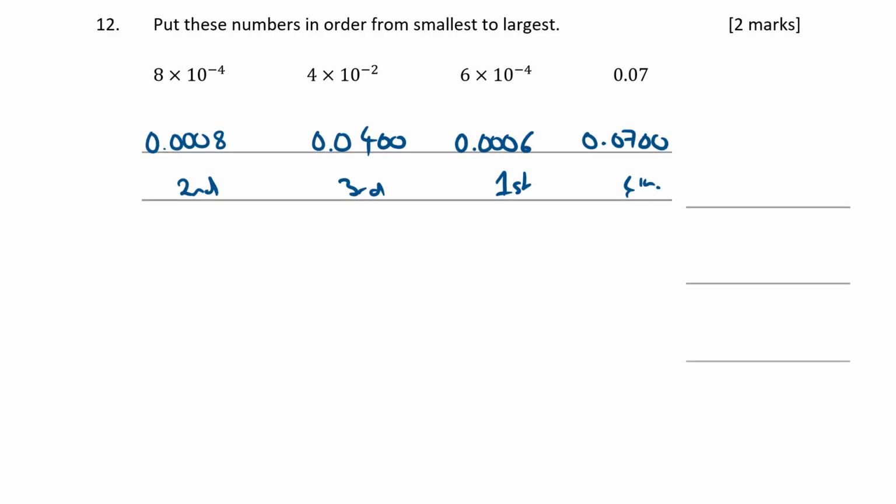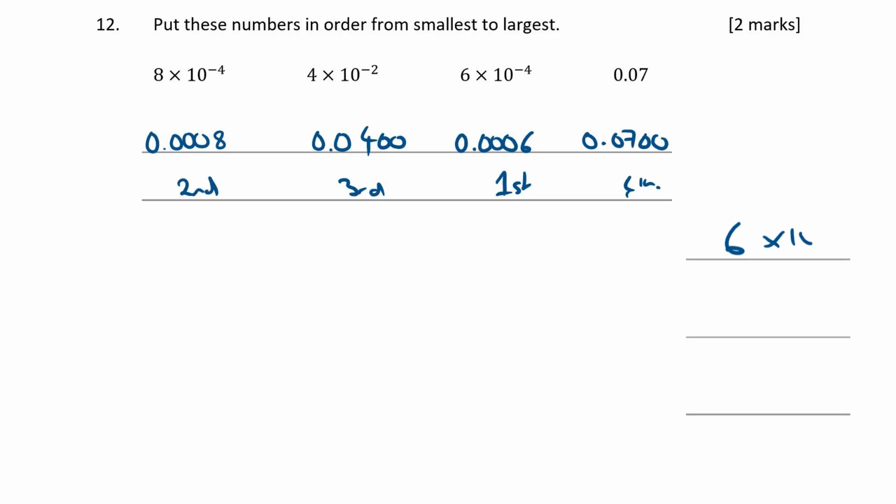Okay. Now I'm going to put them in order, and I'm going to write down the numbers that I was actually given, because they're the ones I was asked to compare. So my smallest is 6 times 10 to the minus 4. My next biggest is 8 times 10 to the minus 4. My next biggest is 4 times 10 to the minus 2. And then finally, I've got 0.07.